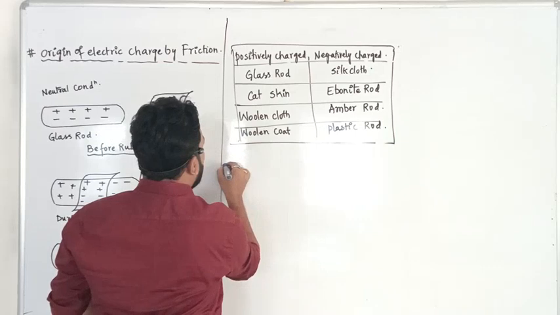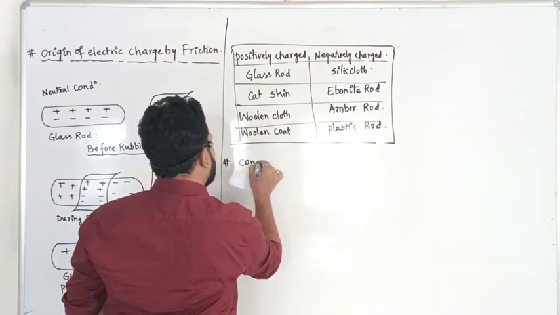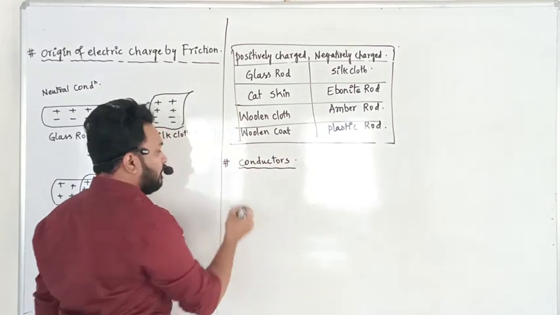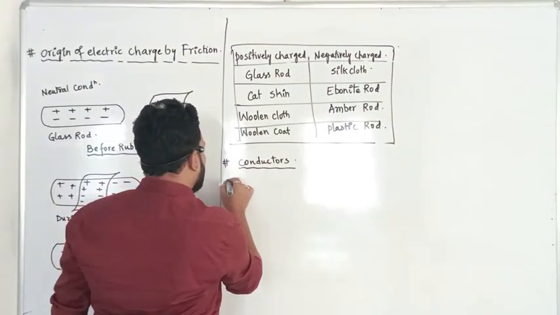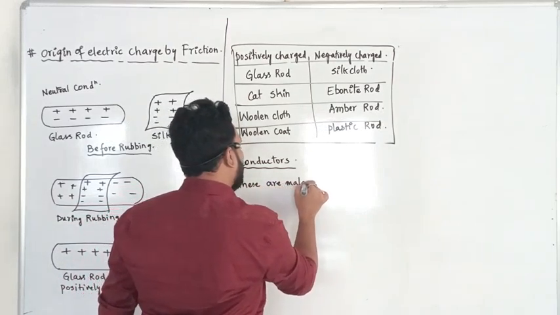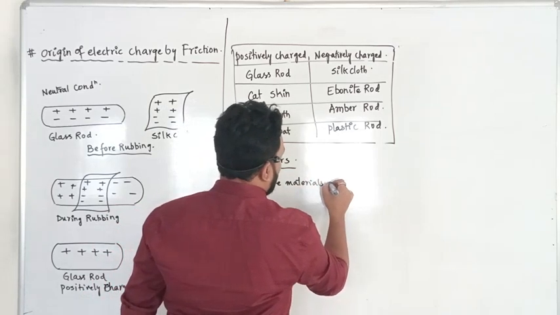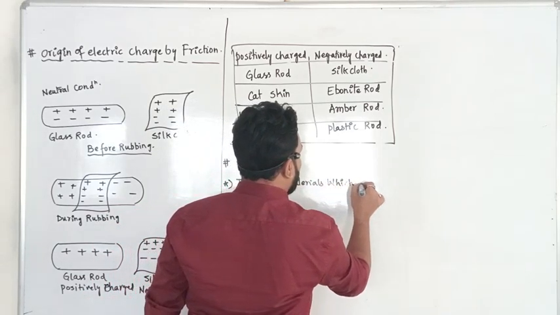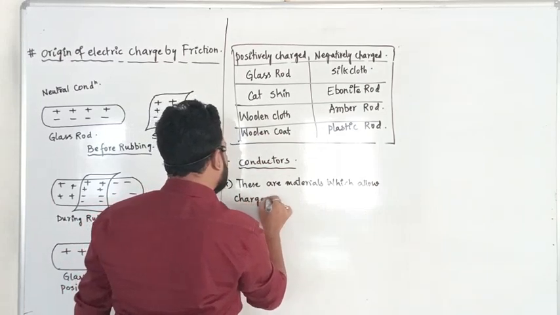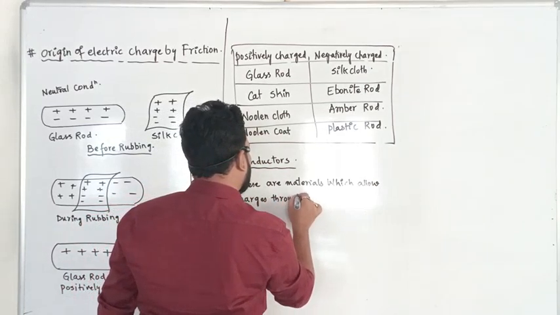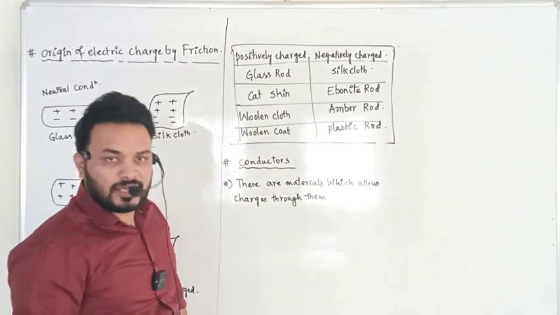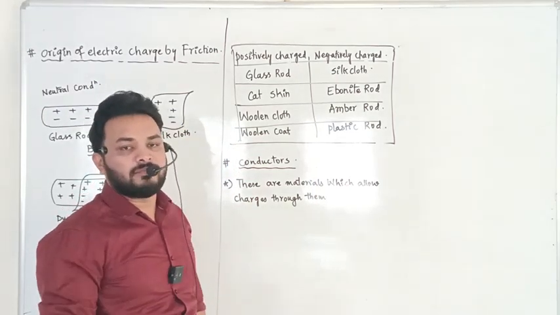We will see what we mean by conductors. What do you mean by conductors? Right? So conductors are the materials which allow charges through them. See here, whenever a material allows charges through them, we simply call it a conductor.